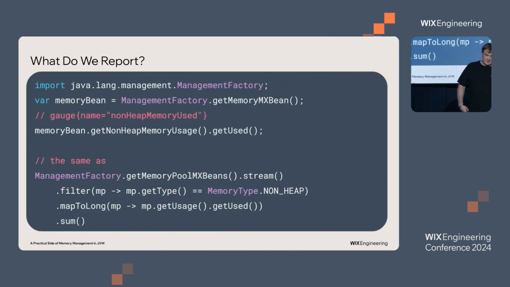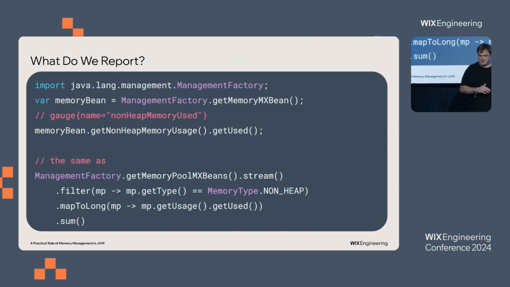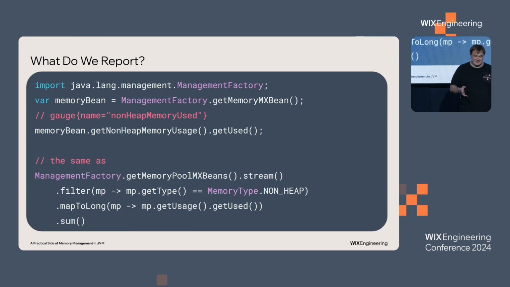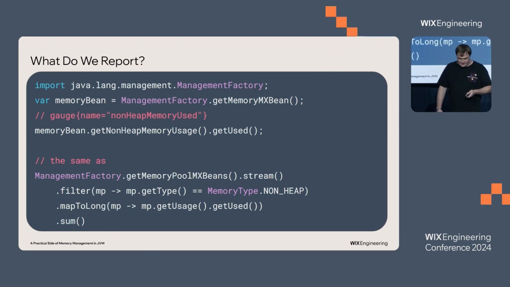What we do report is the metric that is called non-heap memory usage, and it's basically a sum of all non-heap memory pools. It is actually a good idea to report not only the sum, but also each pool separately, because that way you will be able to know if you have some unusual behavior in one of the pools.